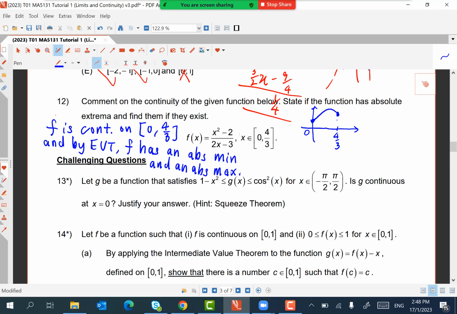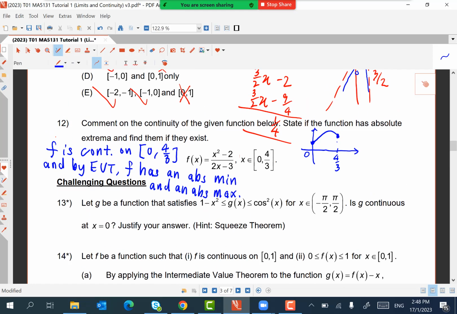Now we want to find the absolute minimum and absolute maximum. As I told you, you are expected to find the value of the function f(x) at the endpoints and later on at the critical points. So at the endpoint when x is 0, it is 2/3. At the endpoint when x is 4/3, okay.